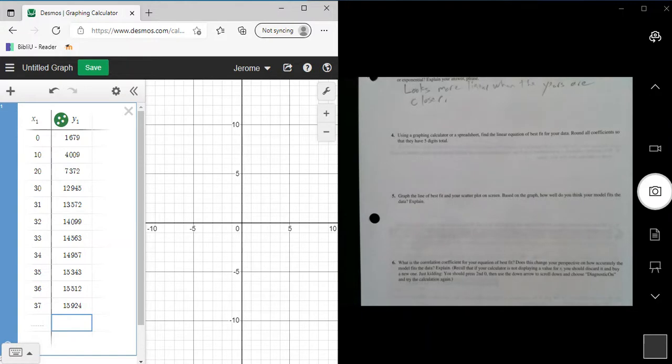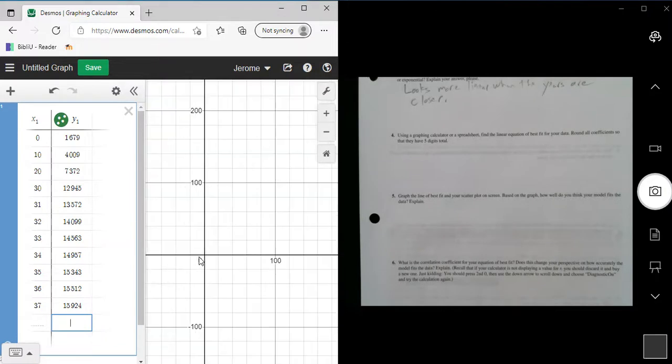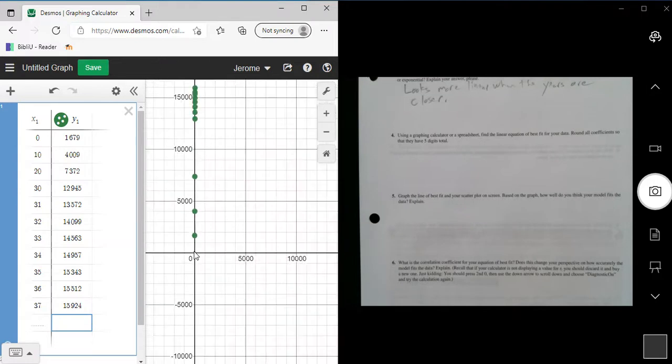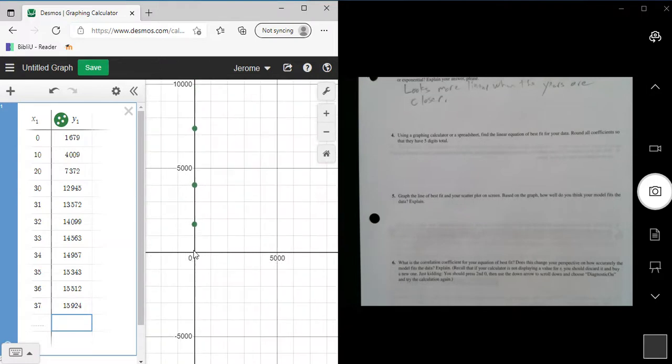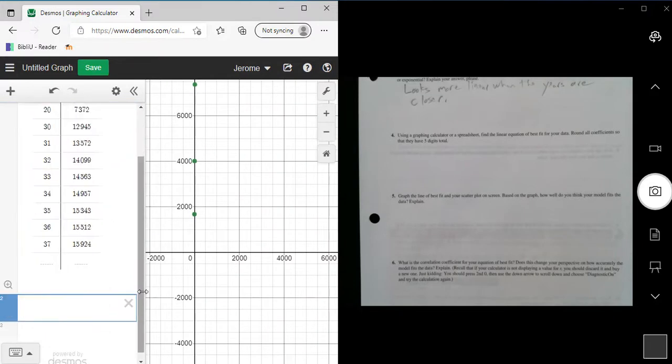Okay, so I entered in these values and we look here. We want to change this to a linear equation. So let me see first. It almost looked like a straight line because I didn't change the window. But let me see if we're going to need the window.